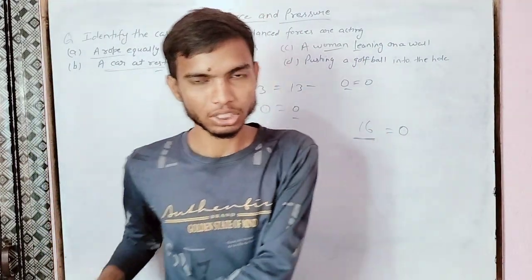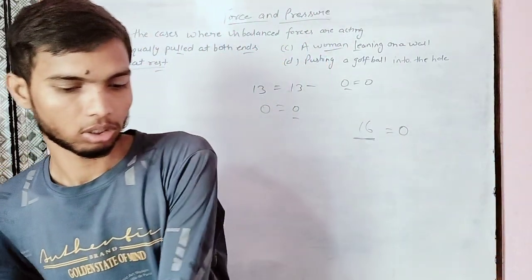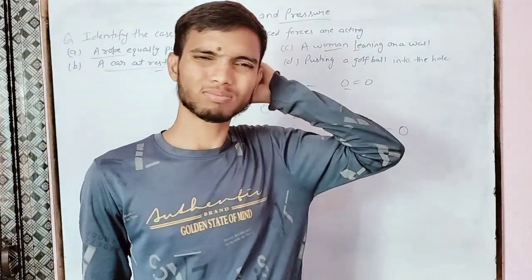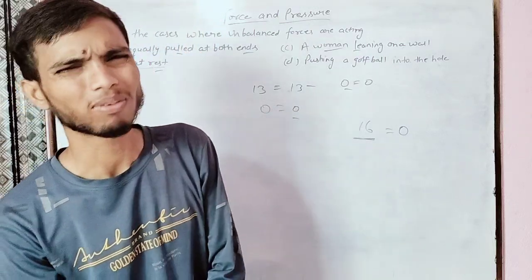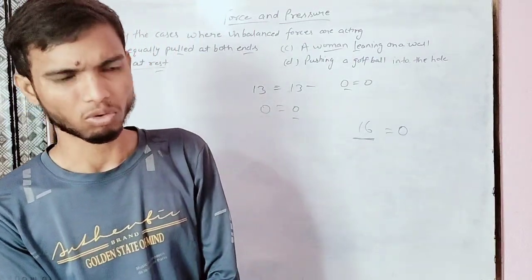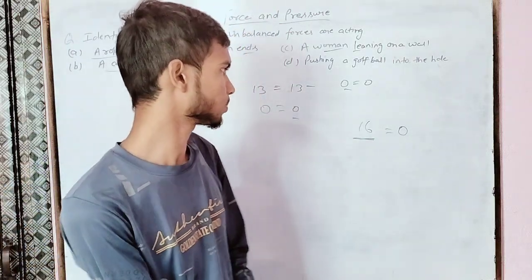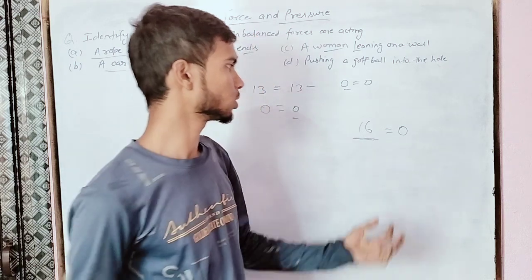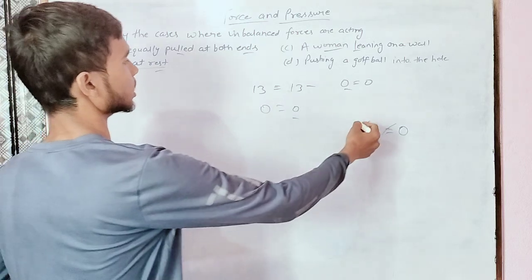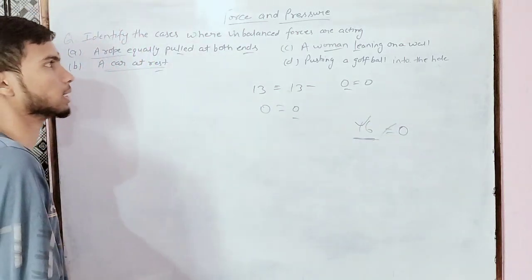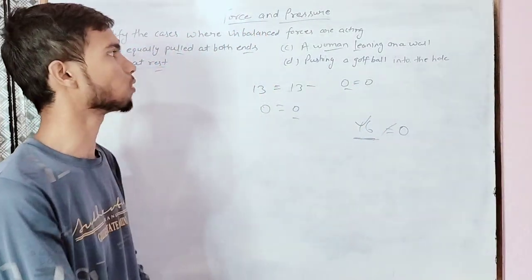So the person applied 16 Newtons to the ball so that the ball can go into the hole. 16, and the force of the ball was how much? Nothing. The ball was at rest. We can say the force of the ball was 0. So how much? 16. So it is not equal to 0. So we can say this is an unbalanced force. This is an example of an unbalanced force.